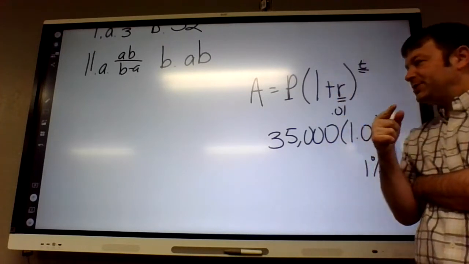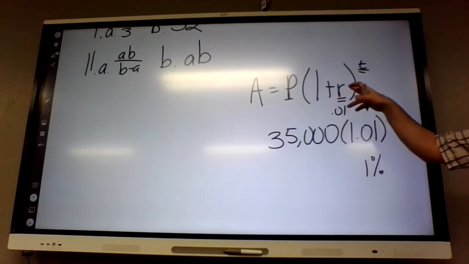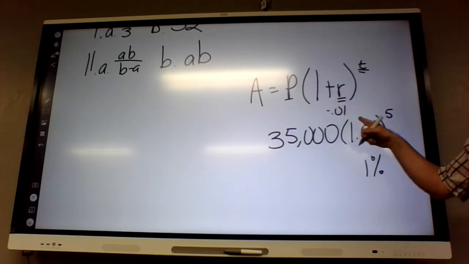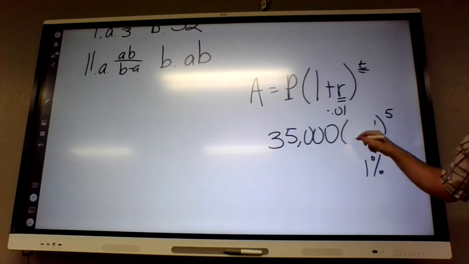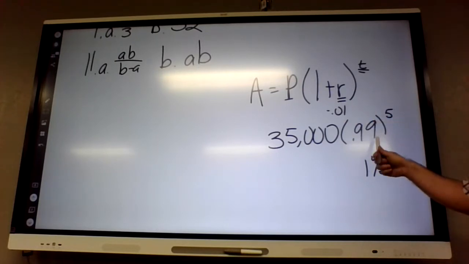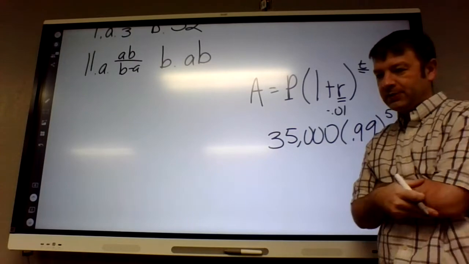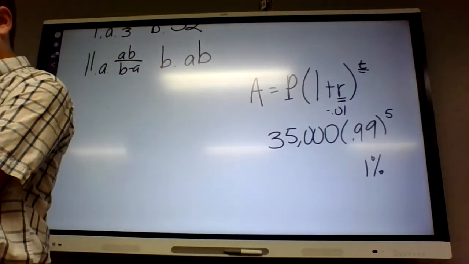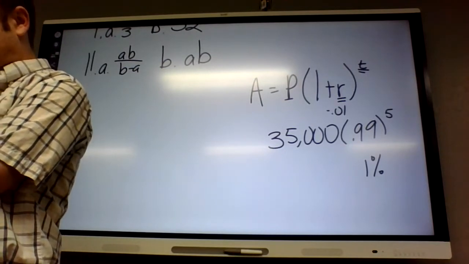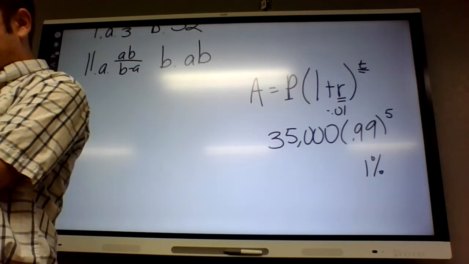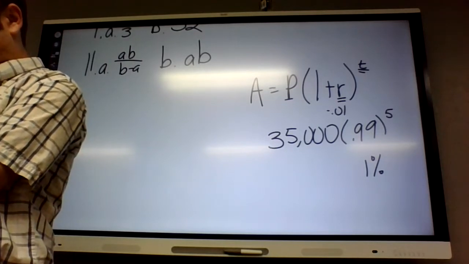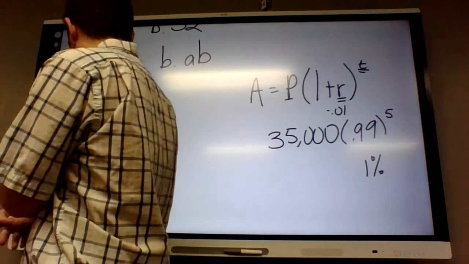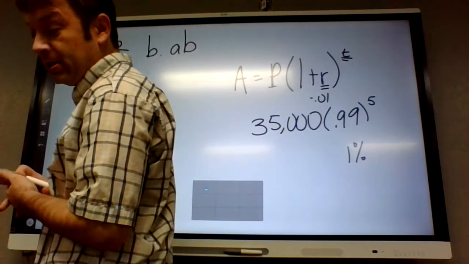And if the rate is a decrease, the R would be negative. Like if it was going down 1%, that'd be a minus 0.01. And then the population would be 99% of 35,000 after 1 year. All right. This is basically talking about inflation and why inflation stinks. Okay, airplane ticket now costs $300. What will it cost in 10 years?